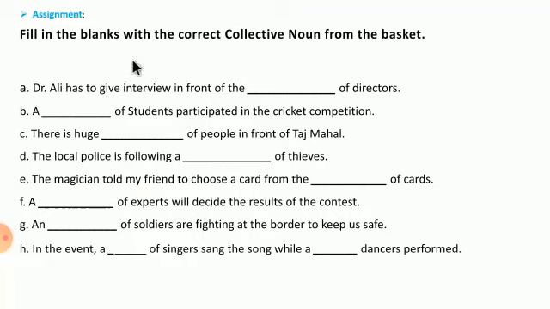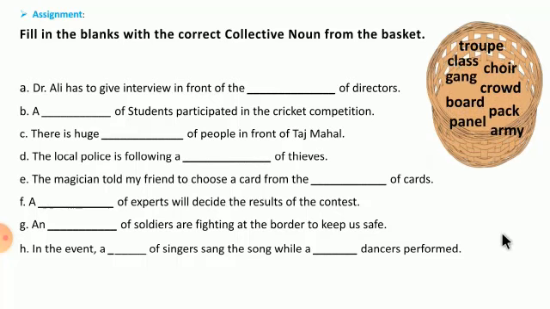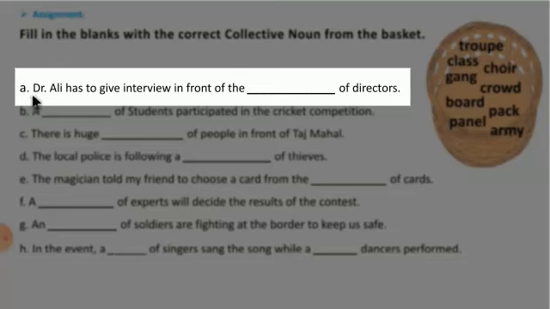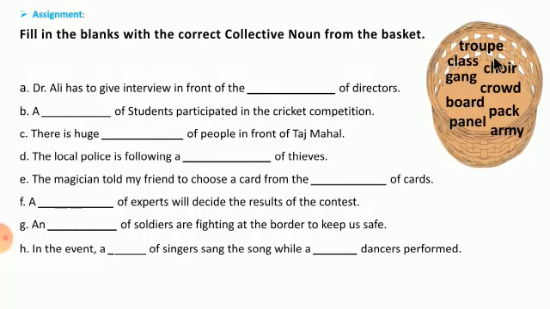Assessment time. Fill in the blanks with the correct collective noun from the basket. This is the basket, and we have these collective nouns. We have to pick the correct collective noun and fill in the blank, okay? So we have troop, class, choir, gang, crowd, board, pack, panel, and army. A. Dr. Ali has to give interview in front of directors. Choose one of these collective nouns and put it here.